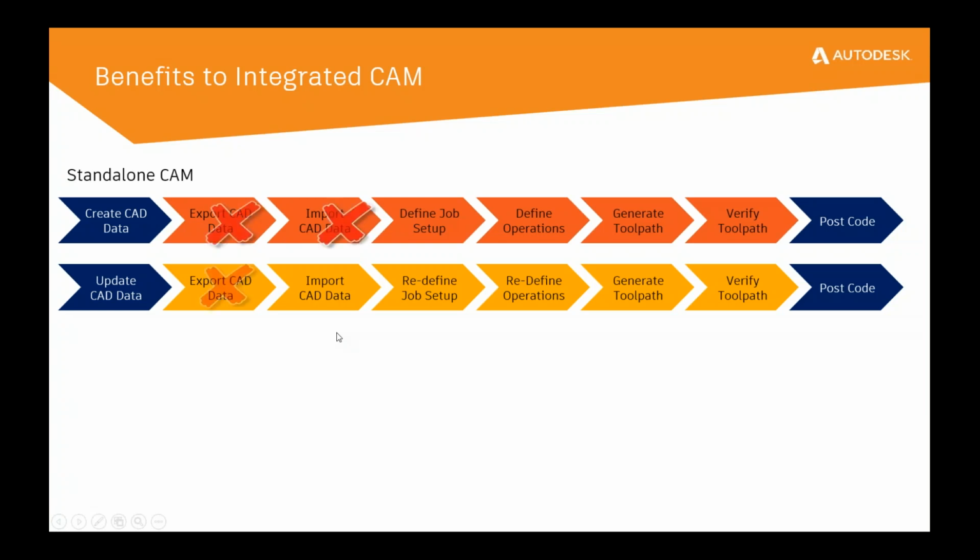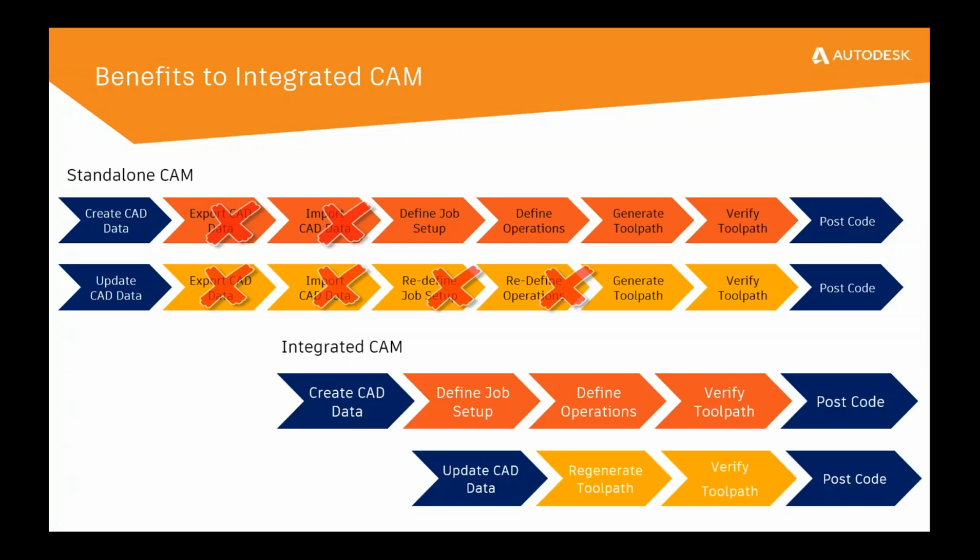With Inventor HSM, we can eliminate a good half of these steps. With integrated CAM systems like Inventor CAM or SolidWorks CAM, I'll talk about that in a second, all you have to do is, on your initial run, create your CAD data. Since your machining software is in your CAD program, you go straight to define setup. So you've eliminated 2 steps of the whole import-export thing. Of course, the rest of it's pretty much the same: define operations, verify toolpath, and eventually post your code.